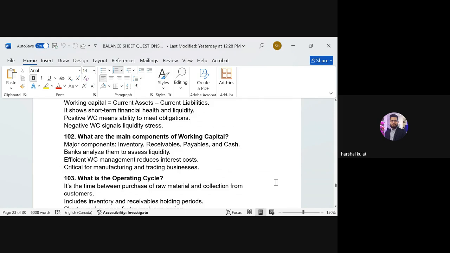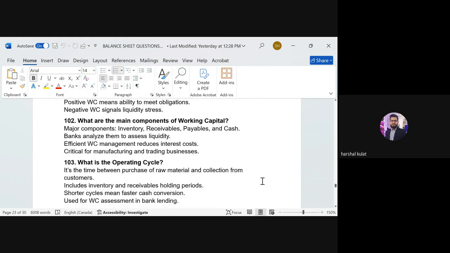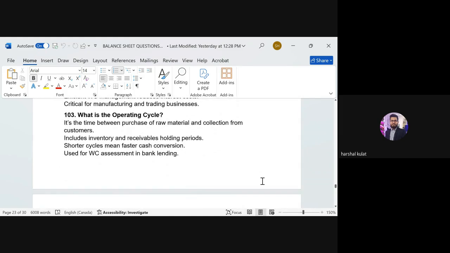What are the main components of working capital? Major components: inventory, receivables, payables, and cash. Banks analyze them to assess liquidity. Efficient working capital management reduces interest costs, critical for manufacturing and trading businesses.